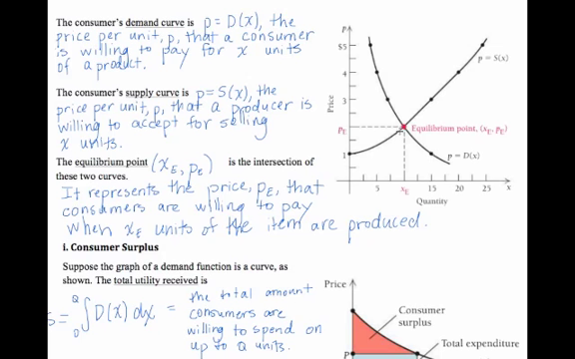As the market becomes flooded with more and more of an item, people are willing to pay less and less for it. The supply curve is the opposite. It goes up. It's the price per unit, P, that a producer is willing to accept for selling X units. So here's P equals S of X. This is from the producer's side.